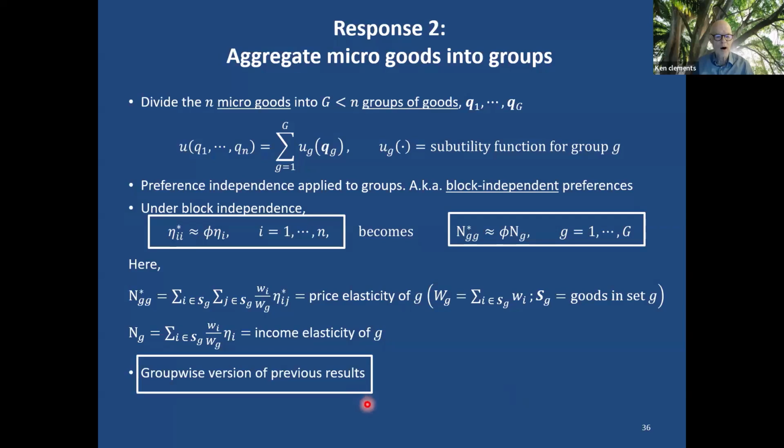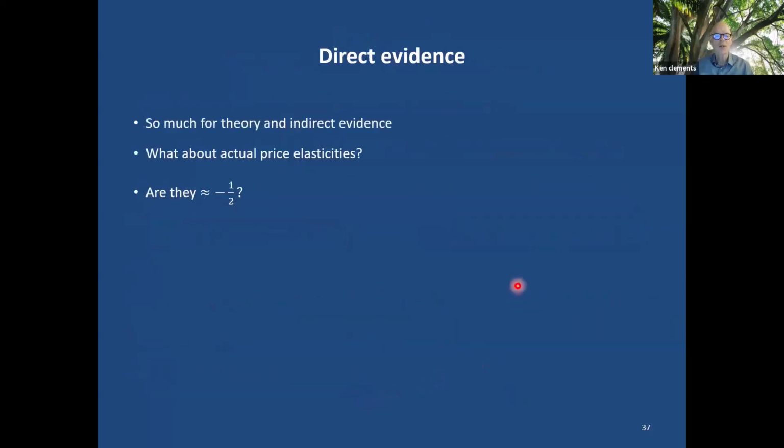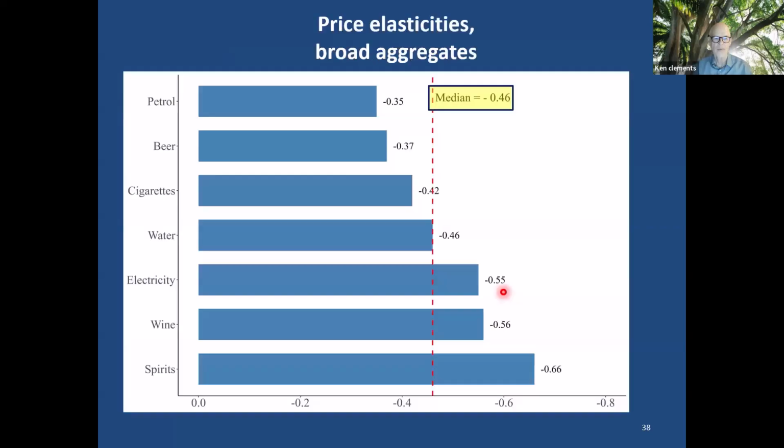So that's a group-wise extension of the previous results. So much for the theory and direct evidence. What about actual price elasticities? Here's 7 broad aggregates: petrol, beer, cigarettes, water, electricity, wine, and spirits.